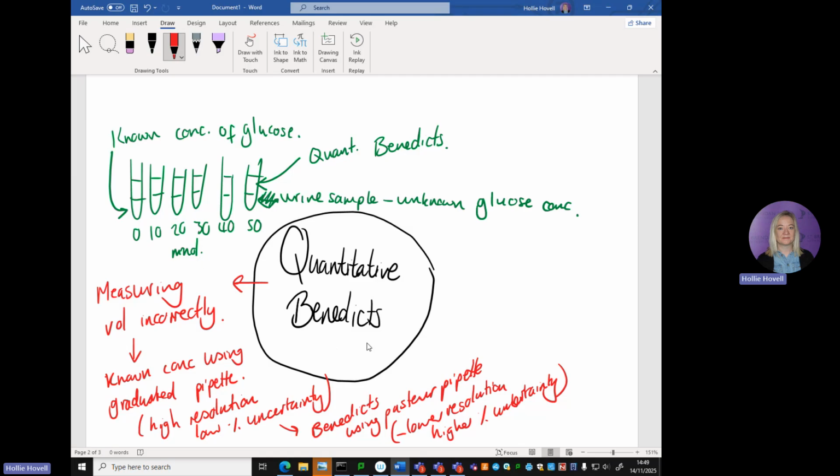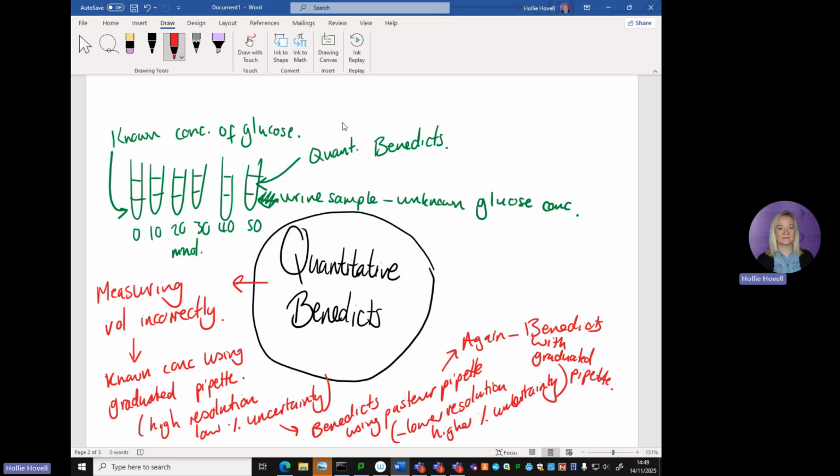So if we did that again, we need to be extra careful. And if we did it again, perhaps we should measure our Benedicts with the graduated pipette, and that would be better because it has a higher resolution.